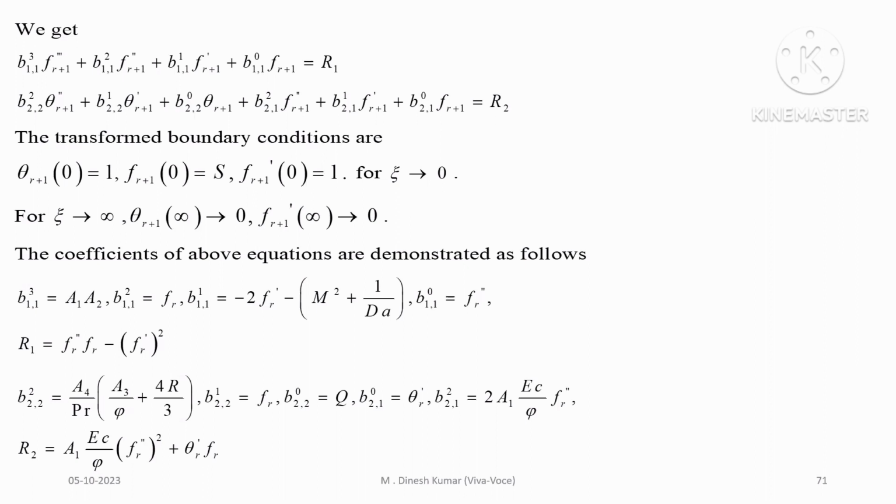And that 1 represents the first equation, first variable, second derivative, and so on. Next, in R2, B22 power 2 represents the second equation, second variable, second derivative. Further, whenever using the spectral method, the boundary conditions will be transformed like this.